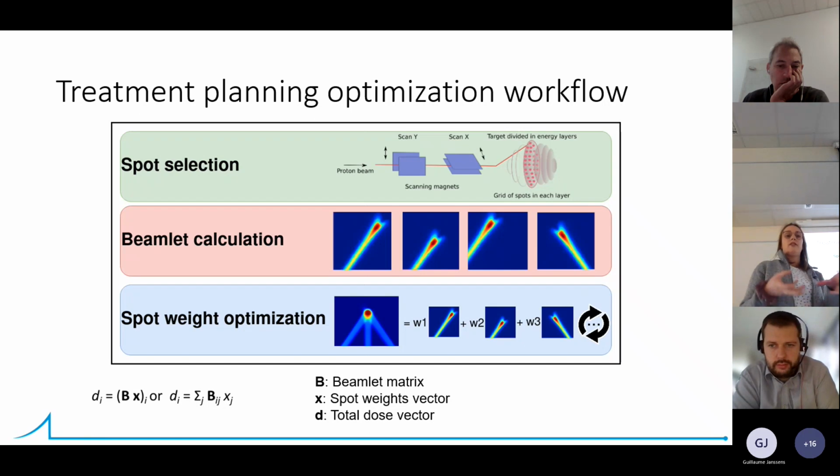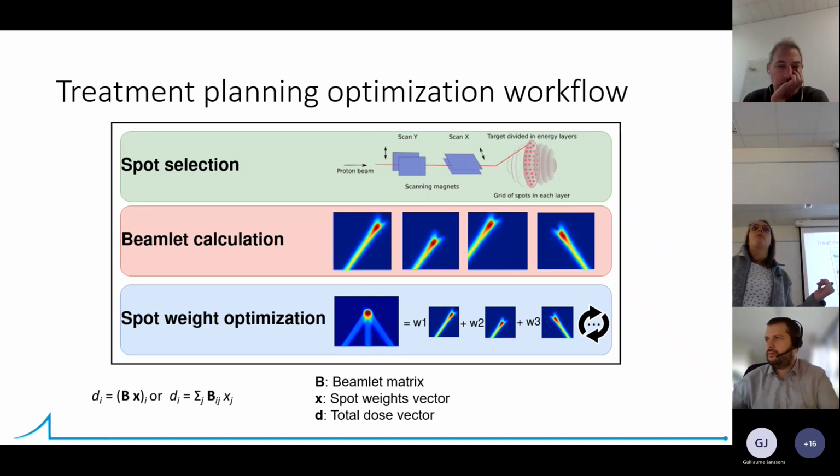So at the end of this stage, we have this big beamlet matrix where the number of lines corresponds to the number of voxels in the patient, and the number of columns represents the number of spots. So now we can follow with the spot weight optimization.